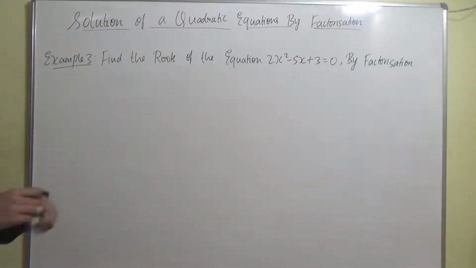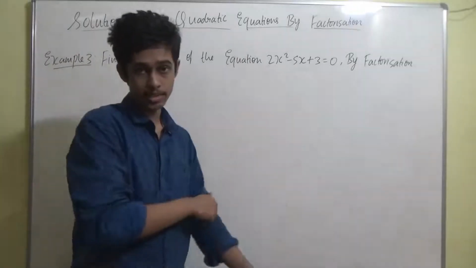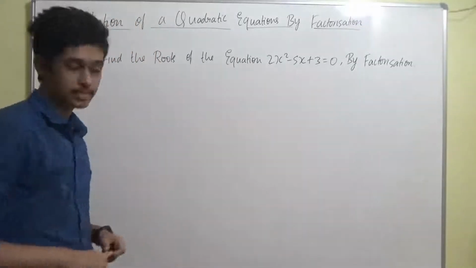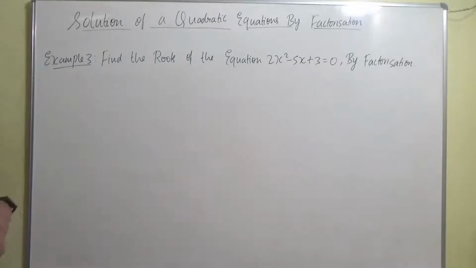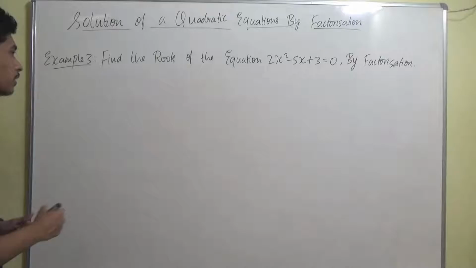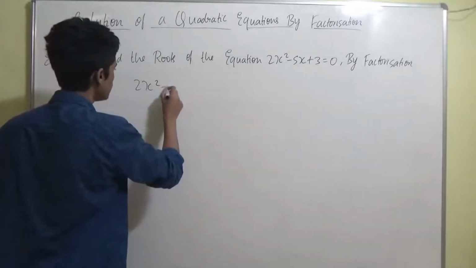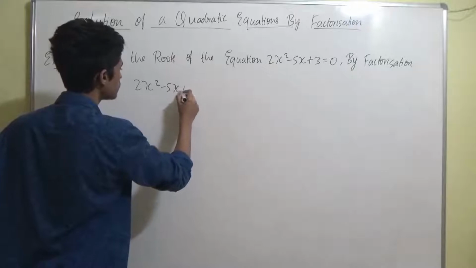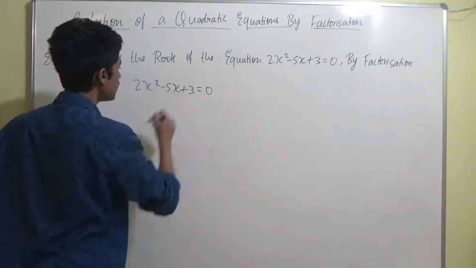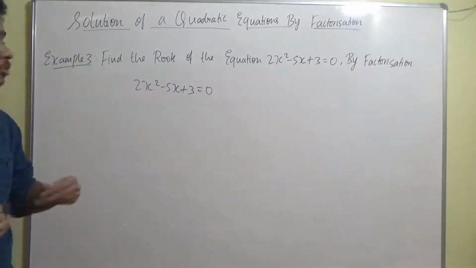So now let's go to the first example of your NCERT textbook based on the factorization method, guys. The question says, find the roots of the equation 2x square minus 5x plus 3 equal to 0 by factorization. So they have given a quadratic equation, and we have to find the roots by the factorization method. First let me write the equation here: 2x square minus 5x plus 3 equal to 0. Now factorization means you have to split the middle term.